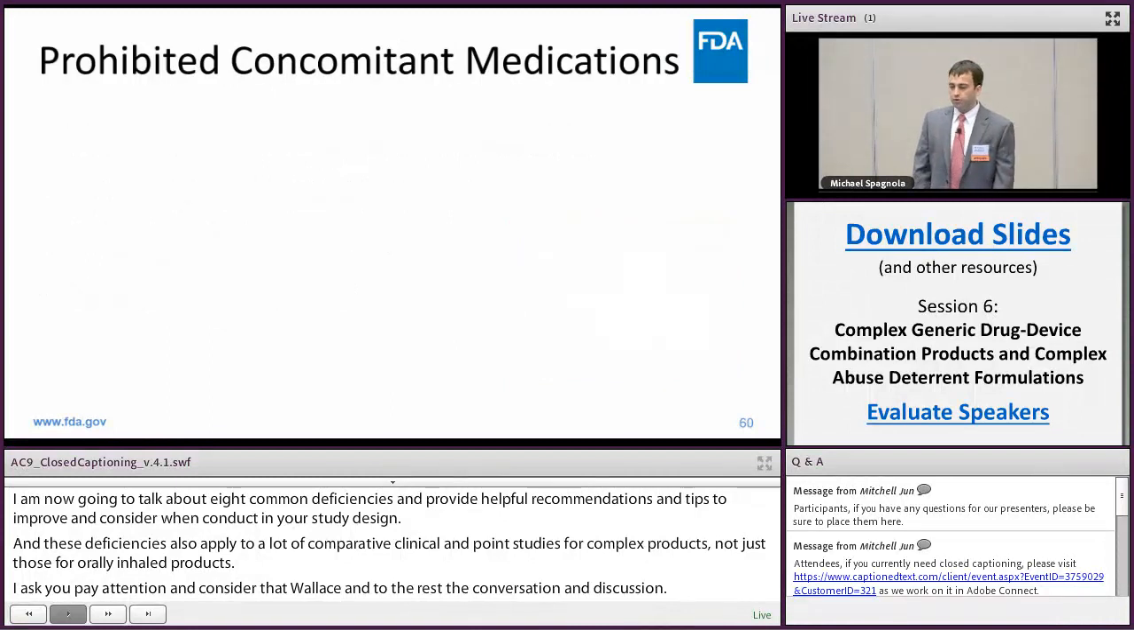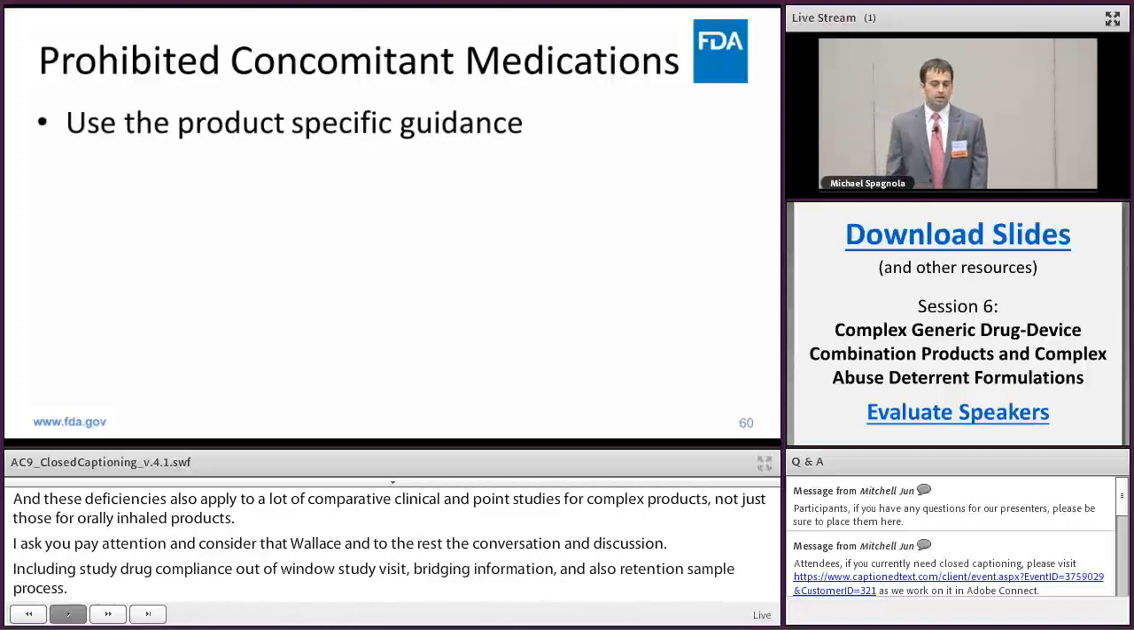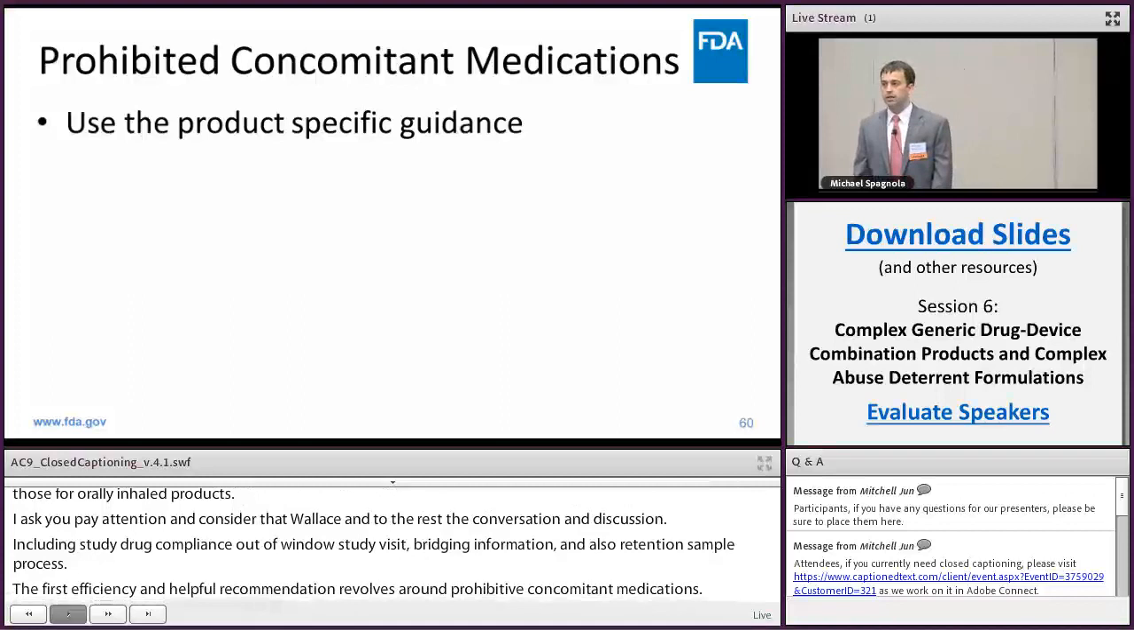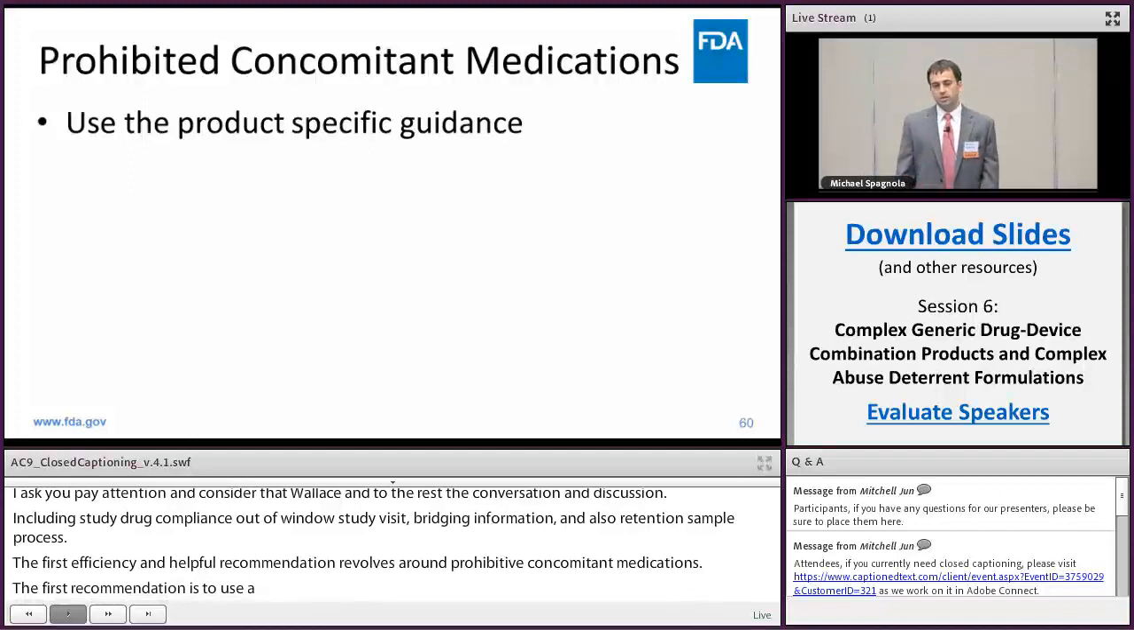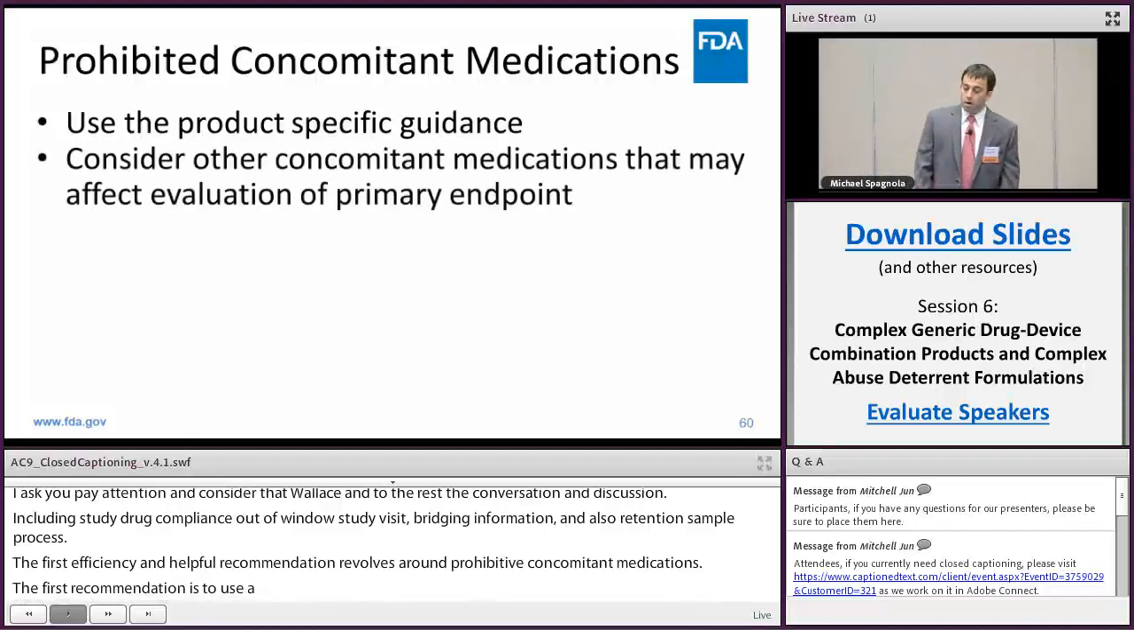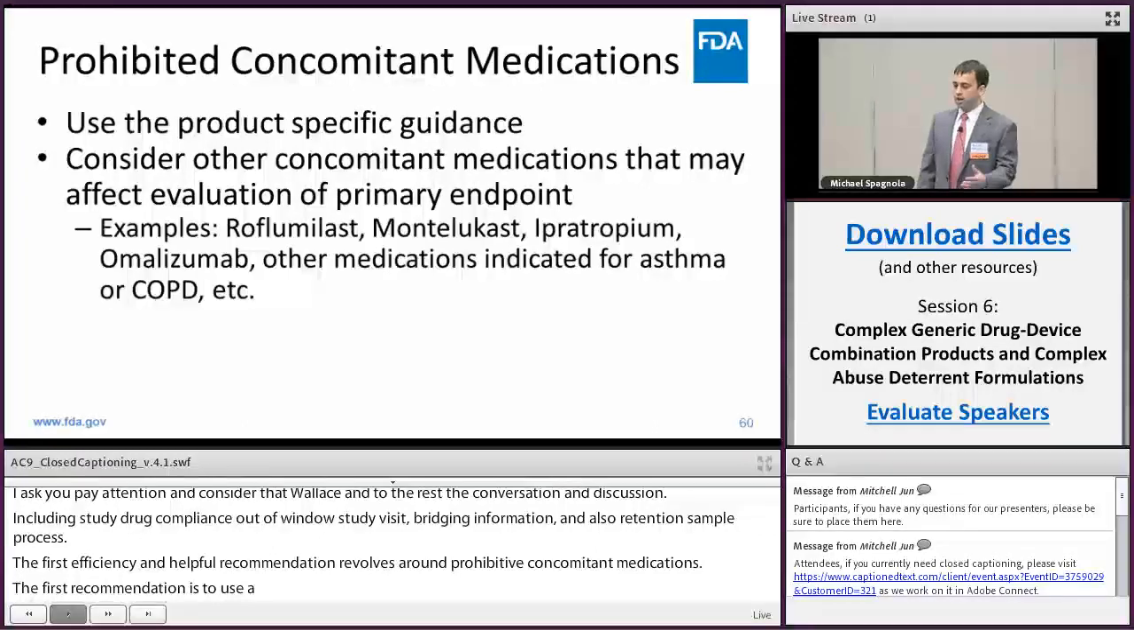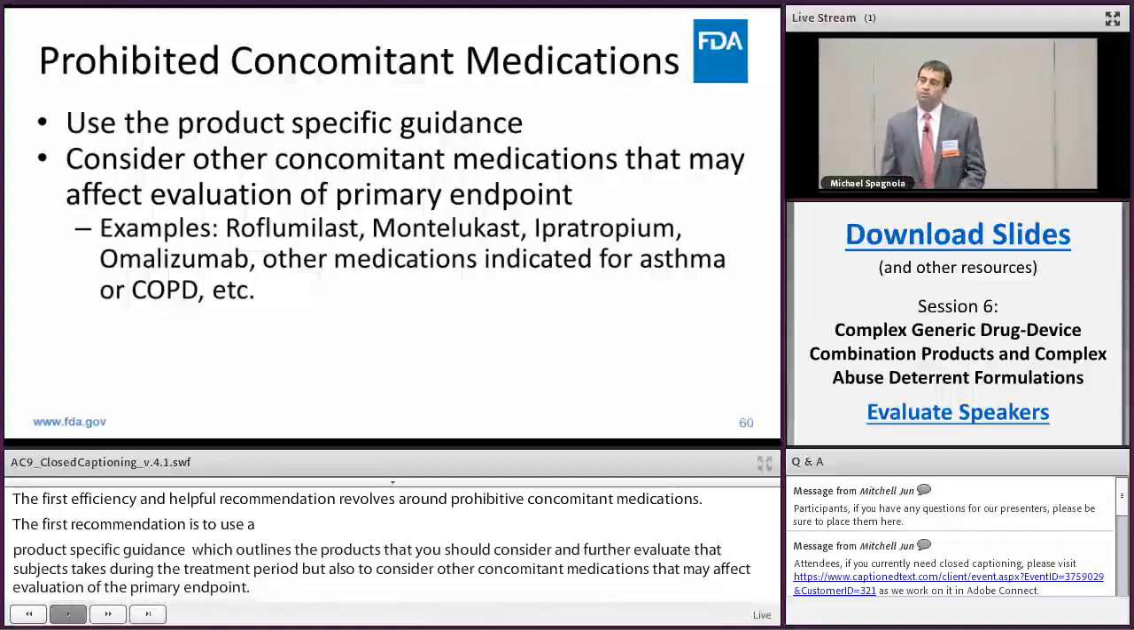The first deficiency and helpful recommendation revolves around prohibited concomitant medications. The first recommendation is to use the product-specific guidance. The product-specific guidance outlines the products that you should consider and further evaluate if subjects take them during the treatment period. But also consider other concomitant medications that may affect evaluation of the primary endpoint, such as montelukast, ipratropium. The medications that are listed in the product-specific guidance are not meant to be an exhaustive list.